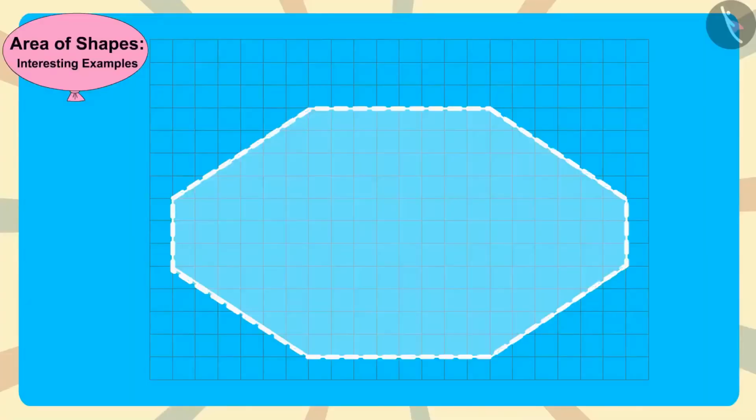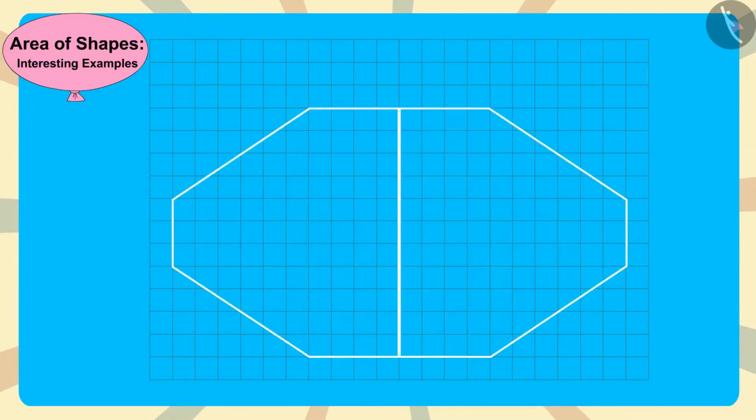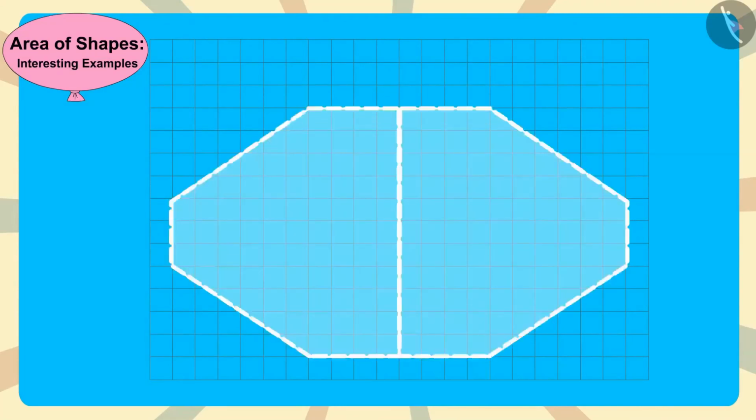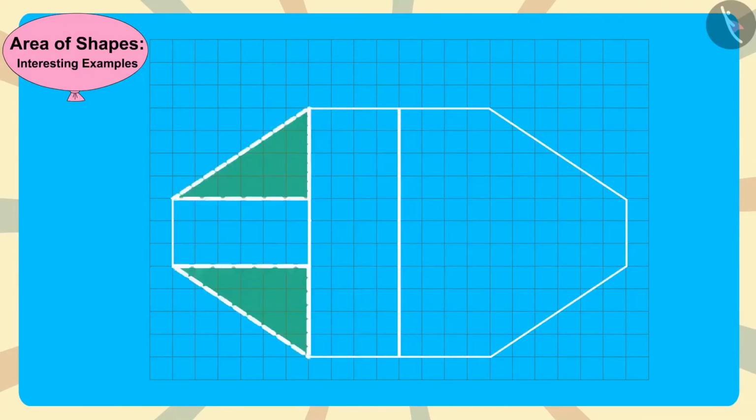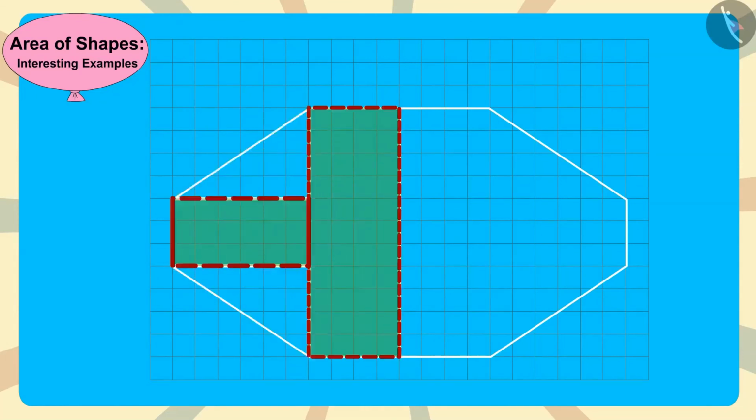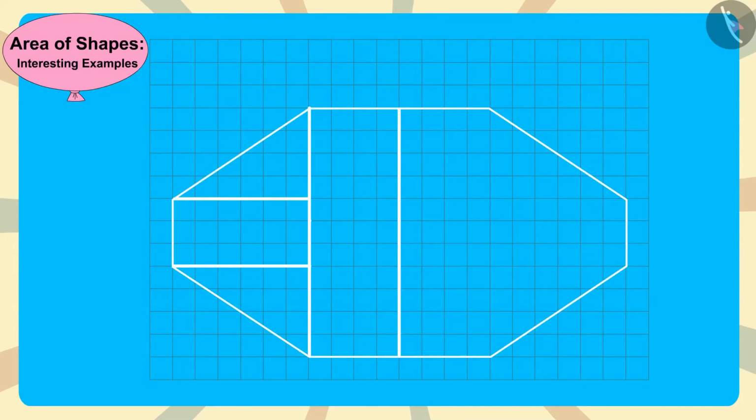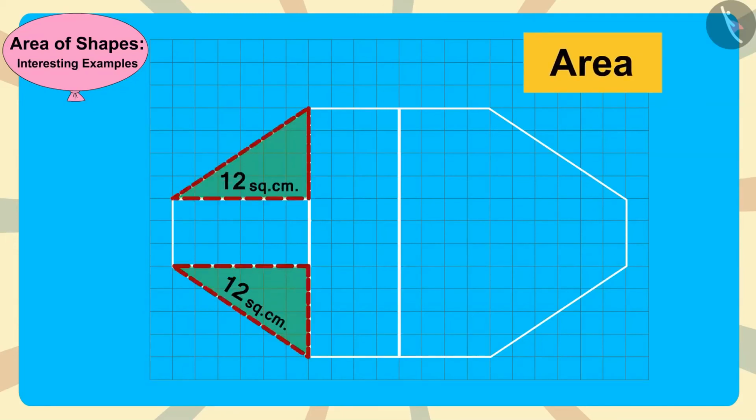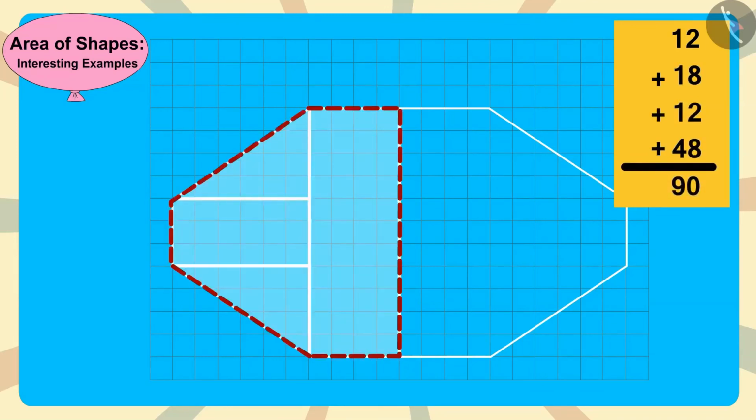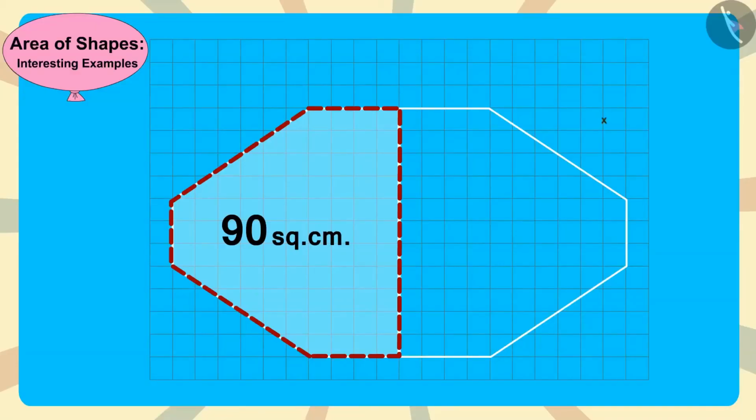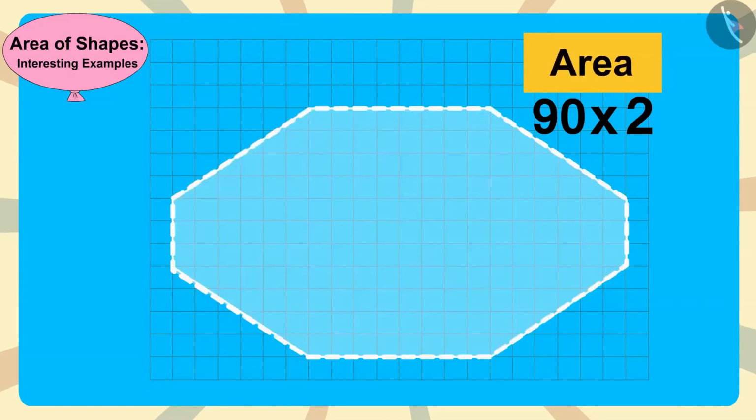We can divide this diamond's outline in equal parts like this. And then this part of the diamond can be divided into these triangles and rectangles. Now, all we have to do is find the area of these triangles and rectangles. We can add the area of these shapes and find the area of this part of the diamond as 90 square centimeters. And then we will multiply 90 by 2 to find the area of the entire diamond.